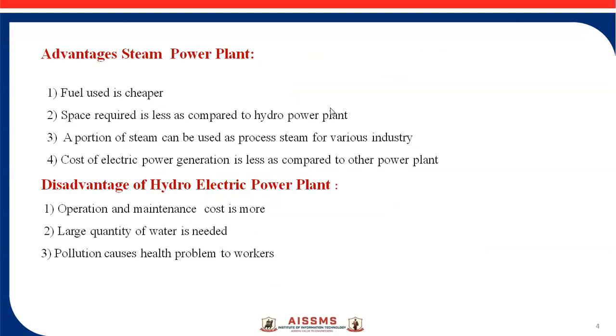The advantages of a steam power plant: fuel used is cheaper, and the space required is less as compared to a hydropower plant. A portion of steam can be used as process steam for various industries, generally the sugar industry and steel industry. This type of steam can be produced by using this type of power plant. The cost of electrical power generation is less as compared to other power plants. The main disadvantage is that operation and maintenance cost is more as compared to other power plants. A large quantity of water is needed. Then pollution causes health problems to the workers.